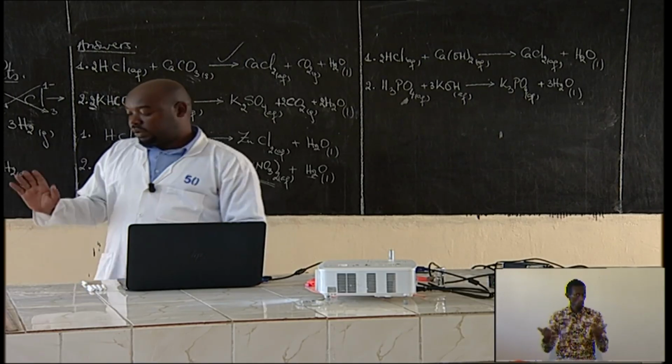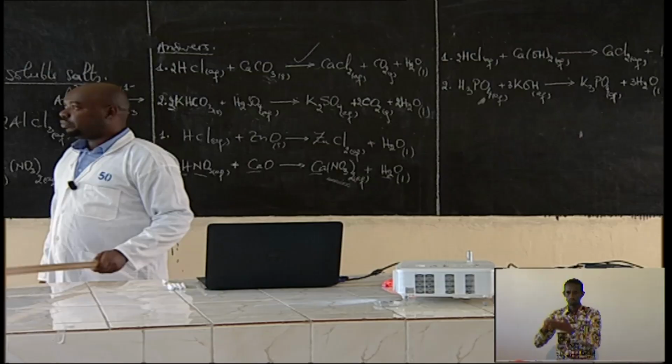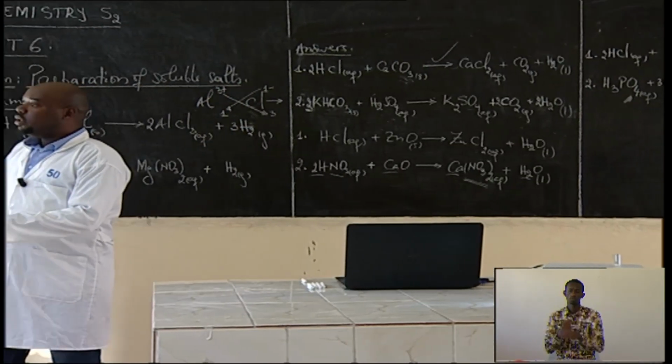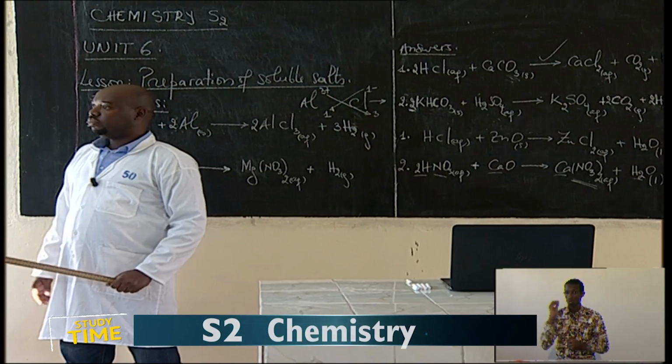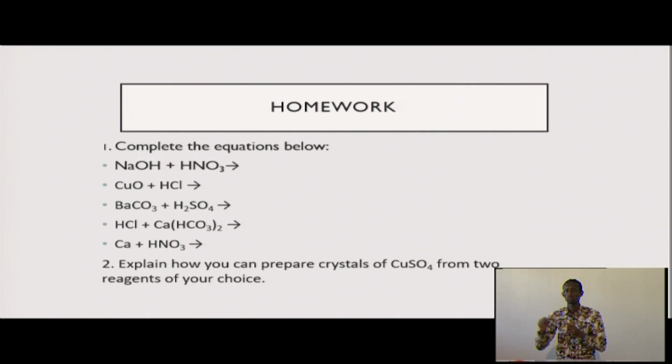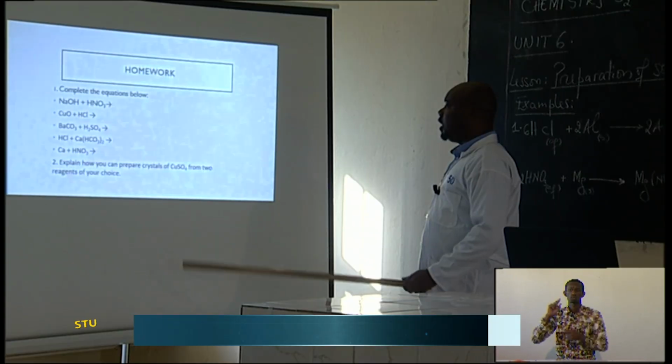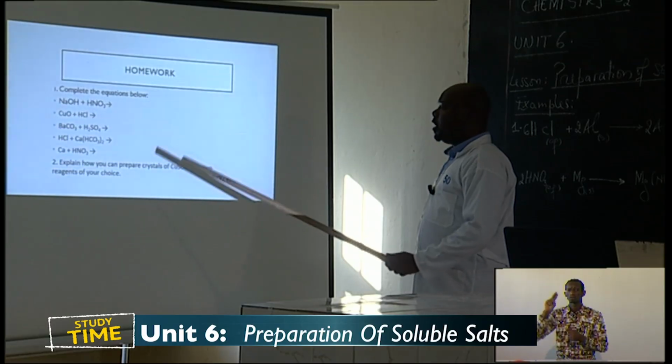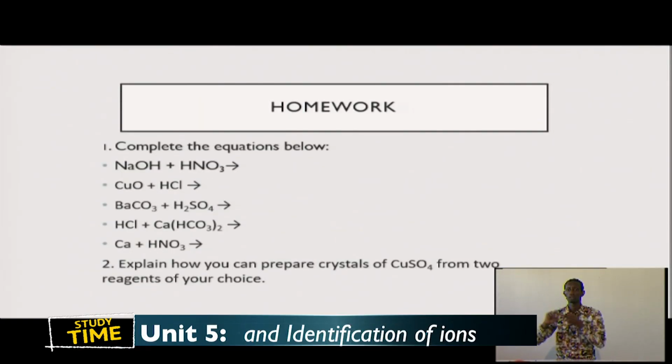Now let us read the homework. Homework, complete the equations below. Sodium hydroxide reacting with nitric acid. You will remember to write the state symbols and balance. Don't forget that. It's very important. Copper oxide reacting with hydrochloric acid, barium carbonate reacting with sulfuric acid, hydrochloric acid reacting with calcium hydrogen carbonate, and calcium reacting with nitric acid.